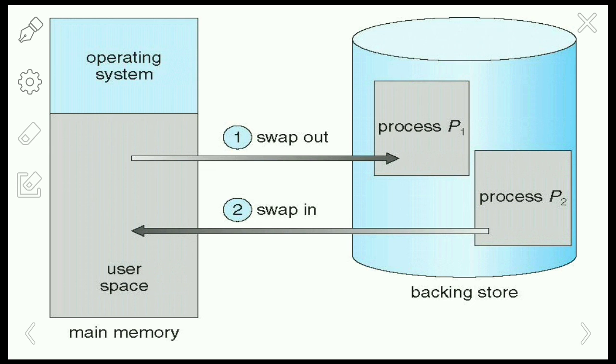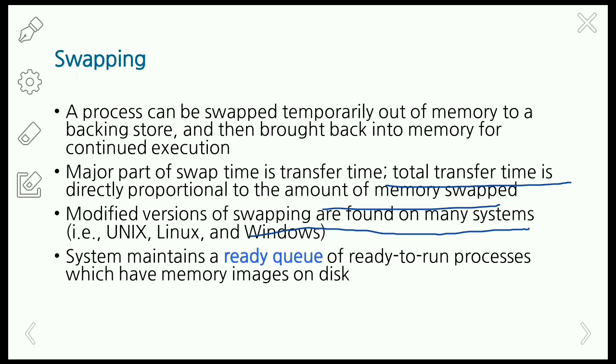If a process is not needed, it will be swapped out of the main memory to the secondary storage device. Here the process P1 is not necessary in the main memory, so it will be swapped out to the secondary storage device. If the main memory needs to execute the process P2, it will be taken to the main memory for execution, that is swapping into the main memory. This is called swapping, and it is used heavily by Linux.